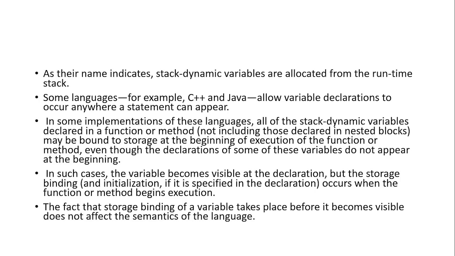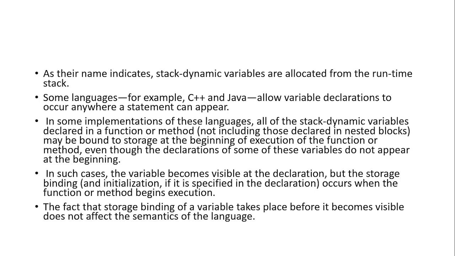Some languages, for example C++ and Java, allow variable declarations to occur anywhere a statement can appear. So in C++ and Java we can have variable declarations anywhere a statement can appear.